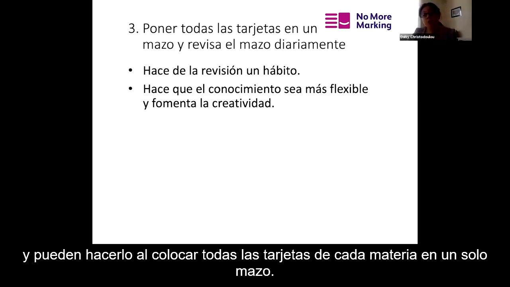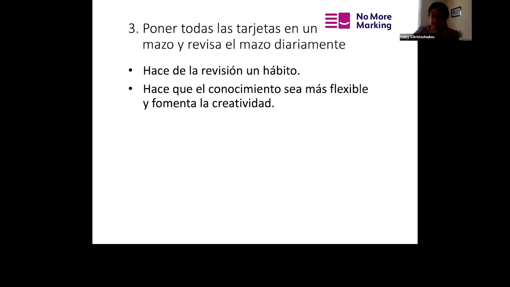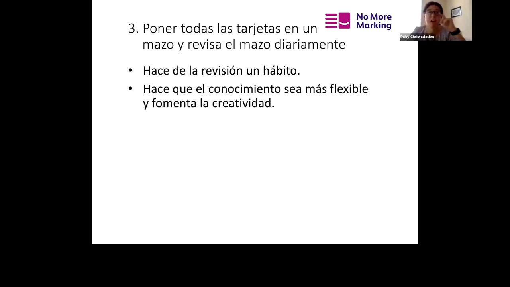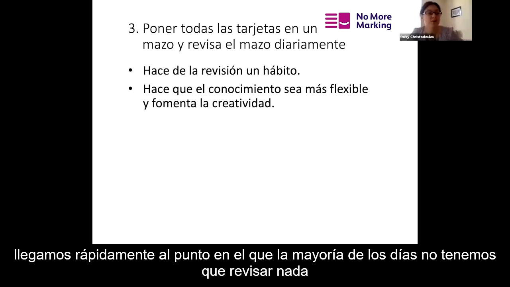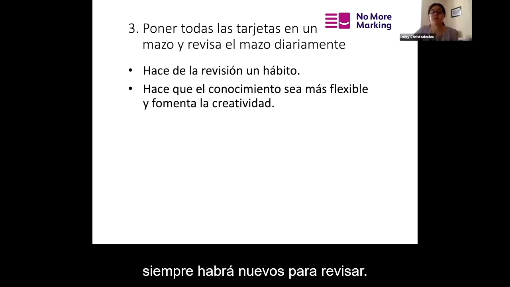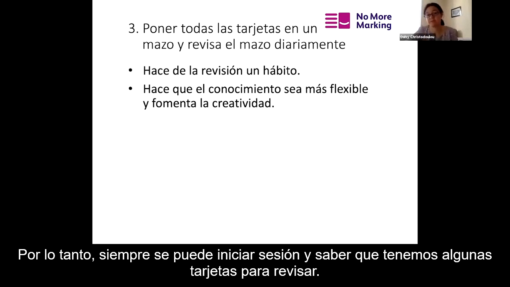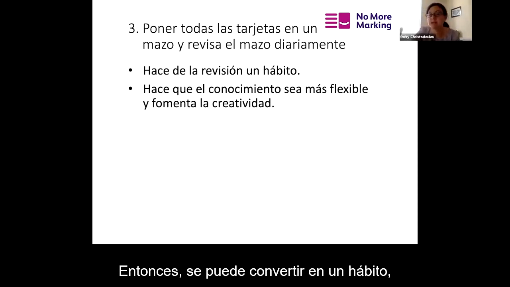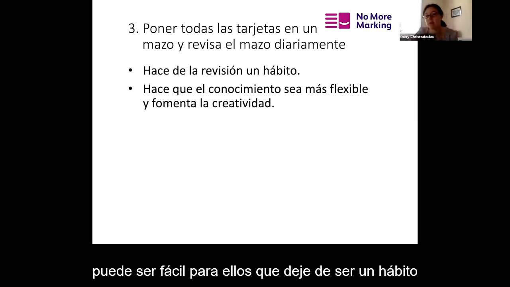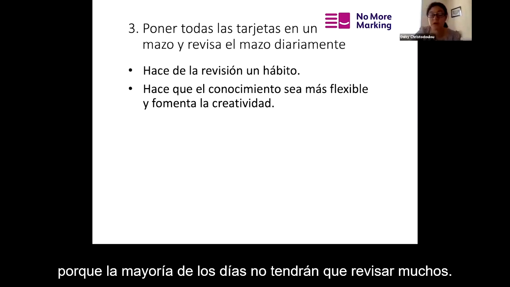And you can do that by putting all the flashcards from every subject into one deck. So the advantage of doing this is if you've only got one deck of just Shakespeare's life and it's only got a few cards in it, with spaced repetition, you'll quickly get to the point where most days you don't have to review any from it. And then you're out of the habit. But if you build up one really big deck, there'll always be new ones to revise. So you can always log onto it and know that you've got a few flashcards that you need to review. So it can make it a habit. Whereas if you're just dealing with one small flashcard deck, it can be easy for it to fall out of being a habit, because most days you won't have to review very many.